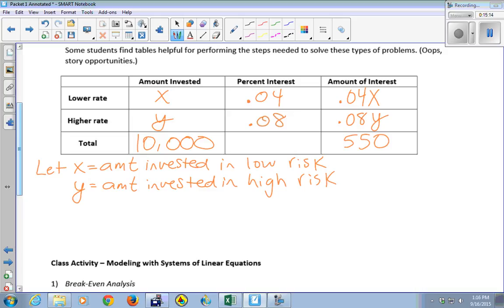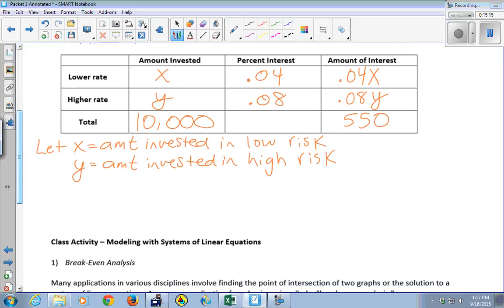From this table, I need to be able to write two equations, because if you have two unknowns, you need two equations to either use substitution or elimination to solve it. So I need to come up with two equations. This is going to give me an equation. How can I look at that column and come up with an equation that relates those? Yeah, x plus y equals 10,000. The amount that you invest in the low risk plus the amount you invest in the high risk has to come out to a total of $10,000.